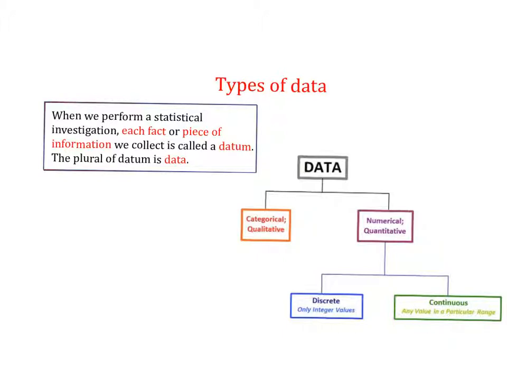Did you know a singular piece of data is called datum? Datum. But because we usually collect more than one piece of data, we call it data. Okay, you've got a datum and data. All right. Now, data can be classified as either categorical or numerical. Okay, so categorical is qualitative.